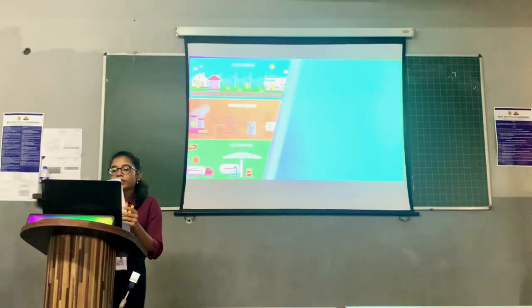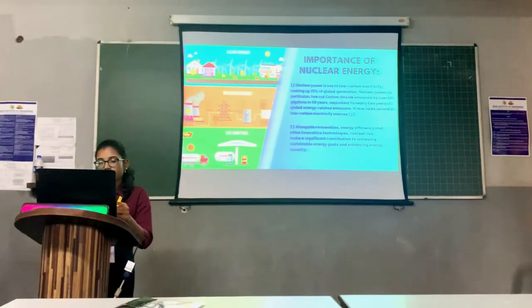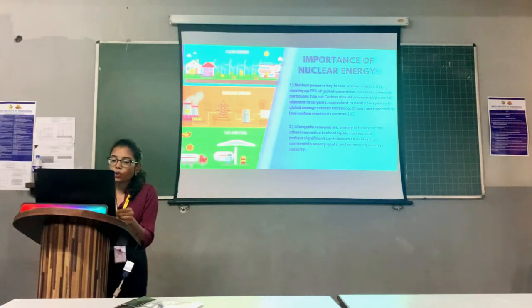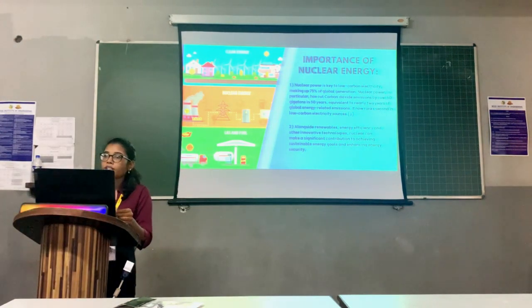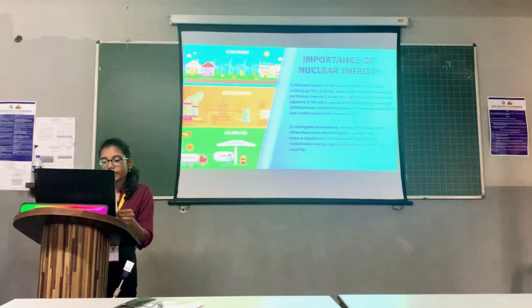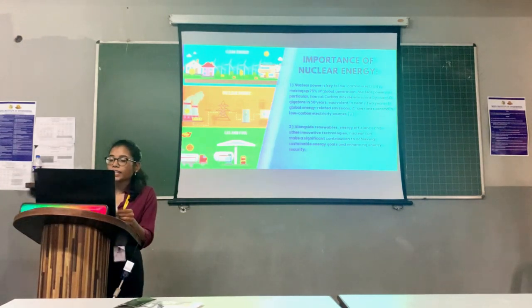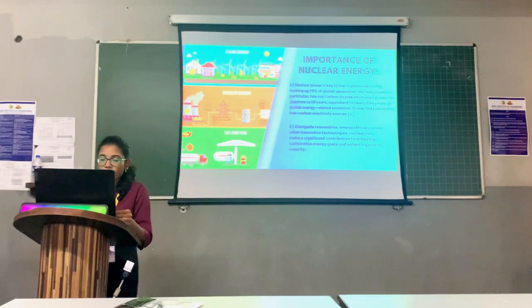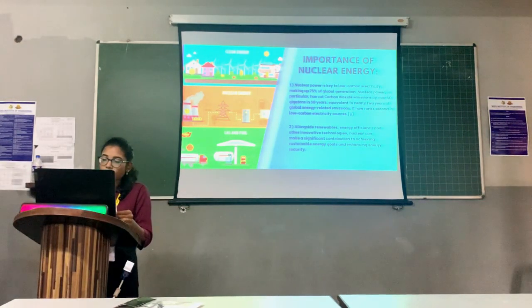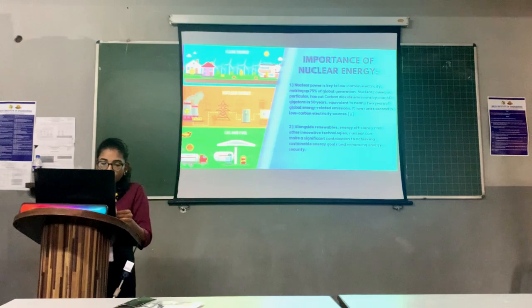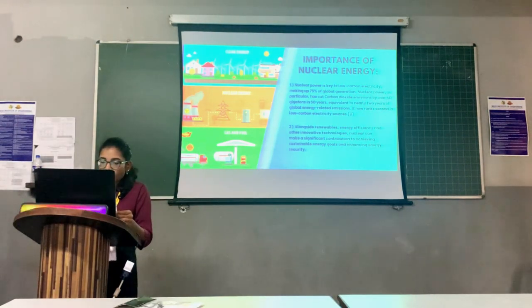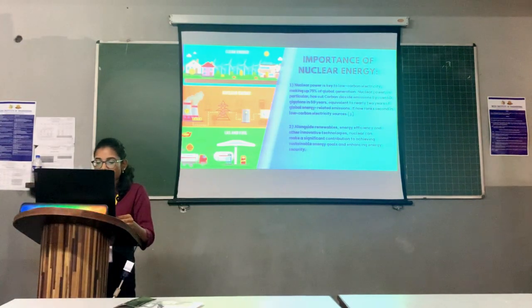Now, we will discuss the importance of nuclear energy. Nuclear energy holds paramount importance in today's world for several compelling reasons. Firstly, it is a highly efficient and reliable source of electricity generation, capable of providing a consistent supply of power, unlike some intermittent renewable sources. This reliability ensures the stability of energy grids and helps meet the increasing global energy demand.